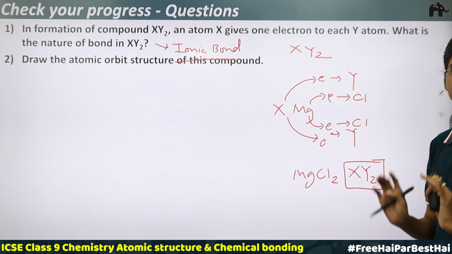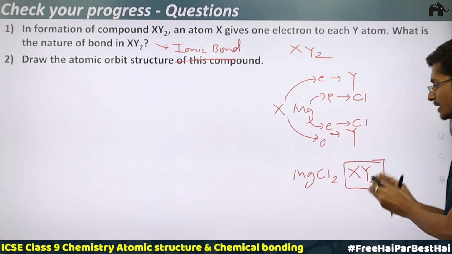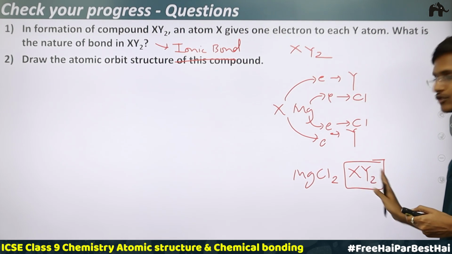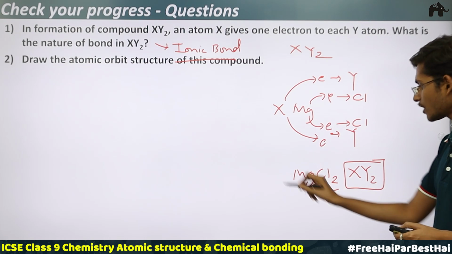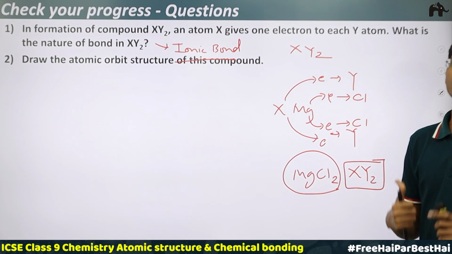Exactly, the atomic orbit structure of magnesium chloride would be the same as that of the atomic orbit structure of XY2, and we have already seen how to draw it for magnesium chloride. So I hope you can simply draw the atomic orbit structure for XY2 as well.